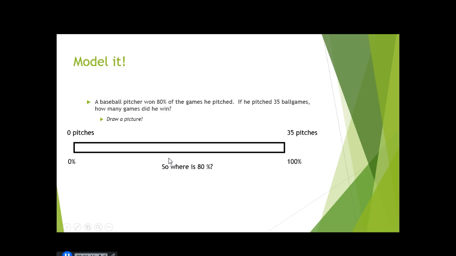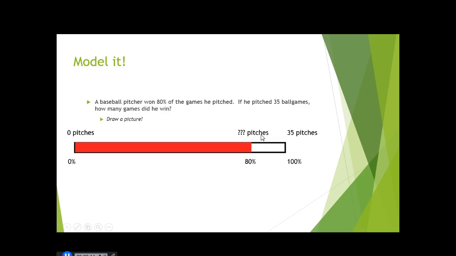The question that you need to ask yourself to set this up is, where is 80%? We need to put 80% somewhere. Now, you don't have to be perfect, but you got to understand that 80% is more than halfway, probably more than 3/4 of the way. So I put it about right there. Is it really there? Give or take, somewhere in this range. But that's where our 80% lies. And that is our unknown value, the number of games that he won.